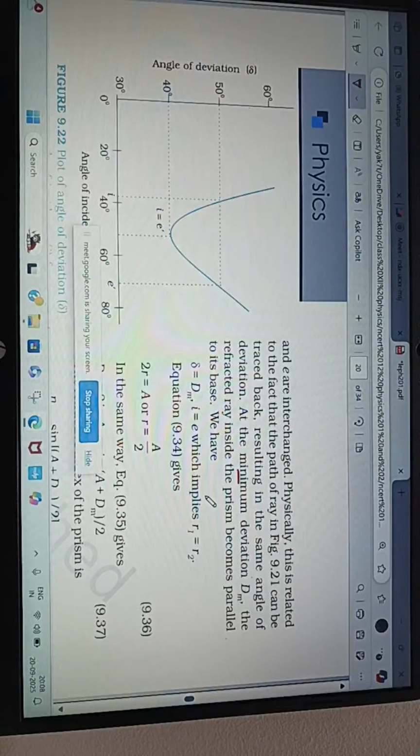Yes, angle of incidence is equal to angle of emergence, which makes the formula for angle of minimum deviation: mu is equal to sine of (delta plus A) by 2 by sine A by 2. Okay.